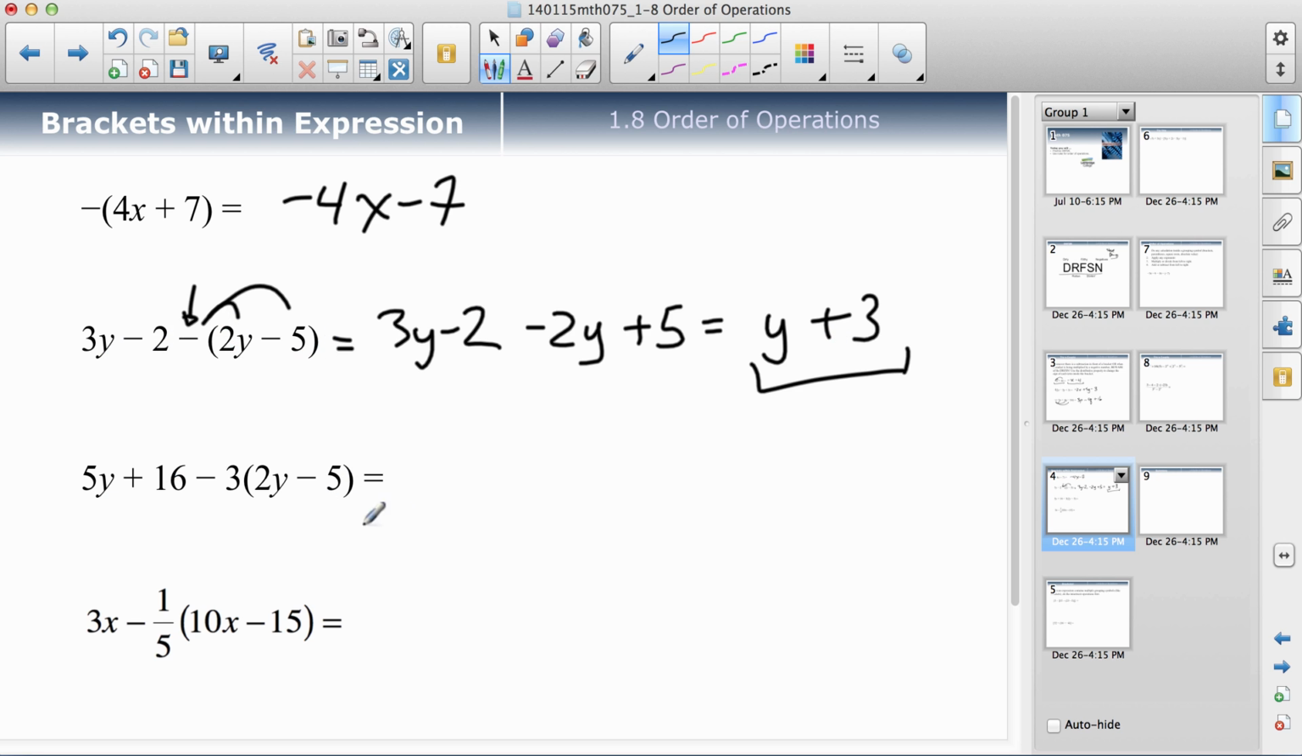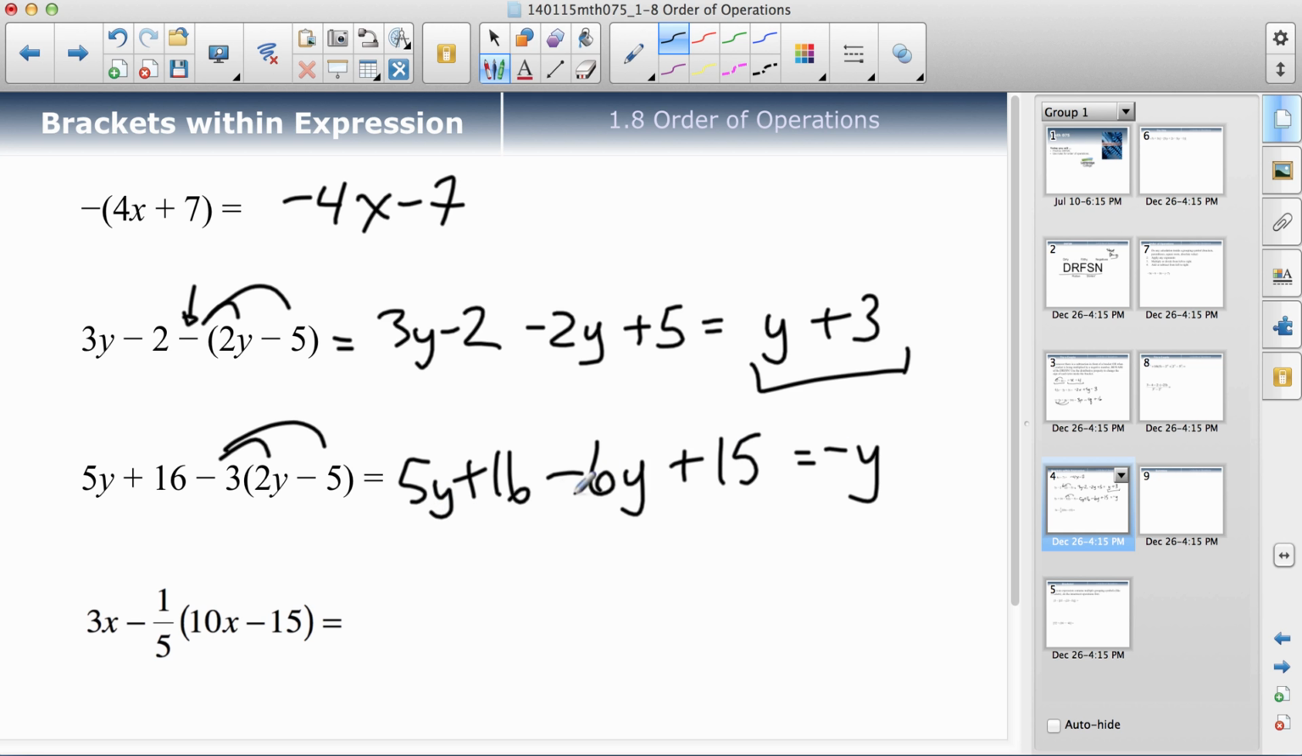Try the next two. Pause and then play and see how you do. So this one I'd do the same as what I did before, just leave that first stuff and then multiply that through. So it'd be a negative 3 times 2, which is a negative 6y. Negative 3 times negative 5 would be a positive 15. And then simplify. Up 5, lose 6, you're down a y. Up 16, get another 15, so you're up 31. That would be my answer for that one.